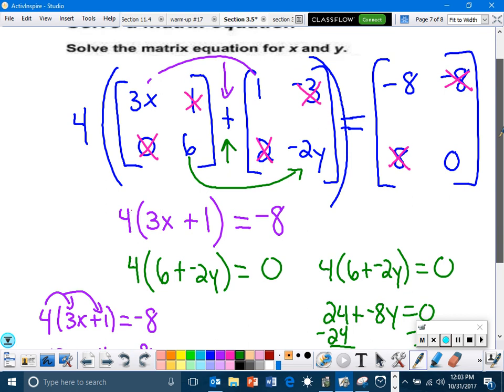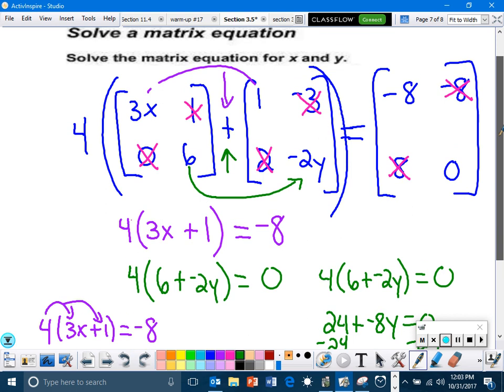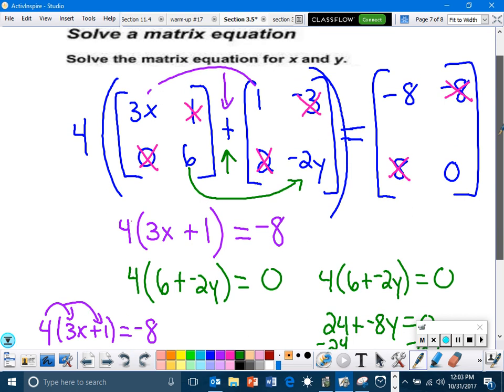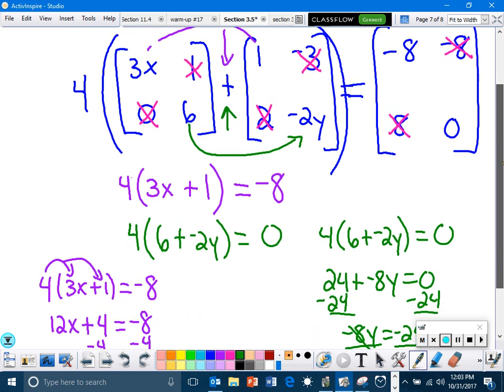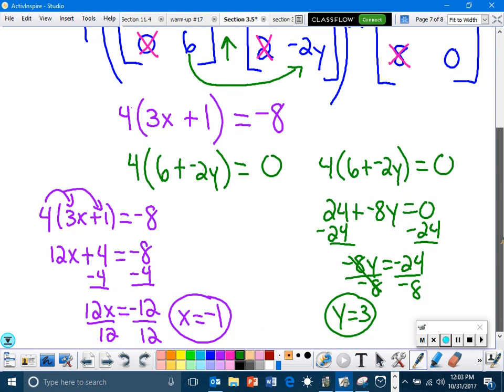Again, only concentrate on the part of the matrix where there's a variable. Don't forget about the scalar in front. Set up your equations and then solve. All right, so now you should be able to do the last problem on the section 3.5 worksheet, and then please hand that in.